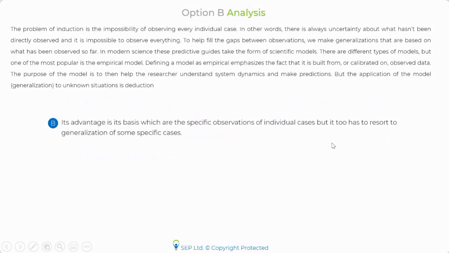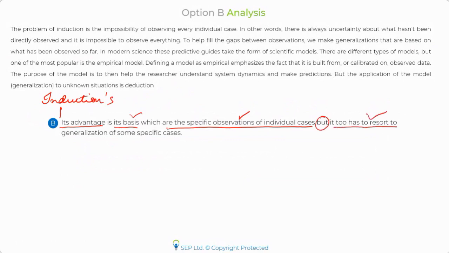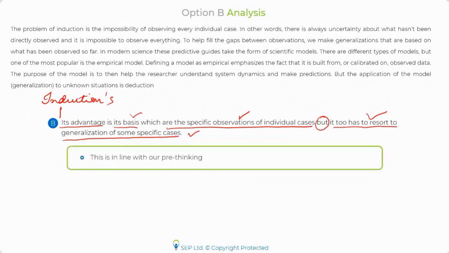Let's look at B, which is the correct answer. Good. I think a lot of you might have looked at this and thought, no, this can't be the answer. It talks about the advantage and we have to identify the problem. When I was making this question, I deliberately put the word advantage there. I knew it would throw off people. Those are traps, guys. Always read the entire sentence carefully. So "its" here refers to, again, induction. So we are basically saying induction's advantage is, let me see, its basis, and what is the basis? The basis are the specific observations of individual cases, yes, but it too has to resort to generalization of some specific cases. Yes, this is a problem. So I would say B is in line with the pre-thinking.